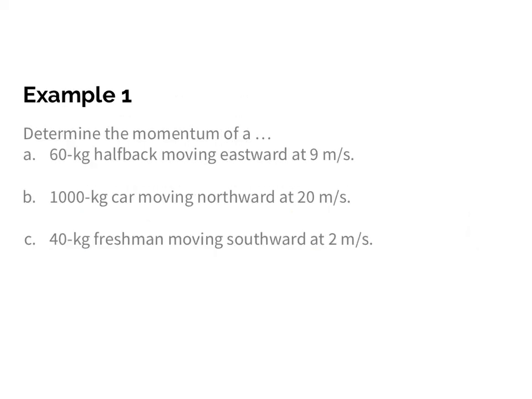So let's go through a couple simple examples of calculating and understanding momentum. Let's say that I have different objects. Again, momentum is related to the mass of an object and the speed. So to find the momentum, all we have to do is take the mass of that object times the speed of that object, and that's going to give me its overall momentum. If I take 60 kilograms times 9 meters per second, that's going to give me a momentum of 540, and the units are kilogram meters per second.